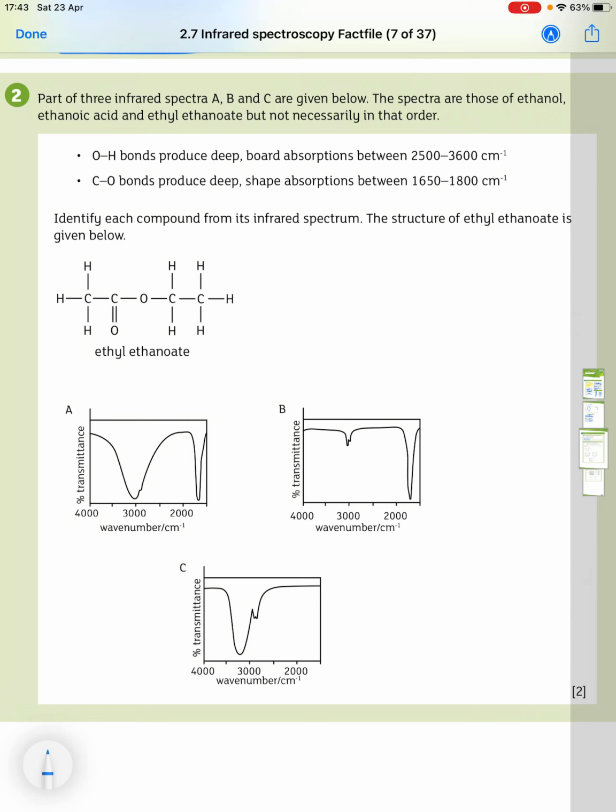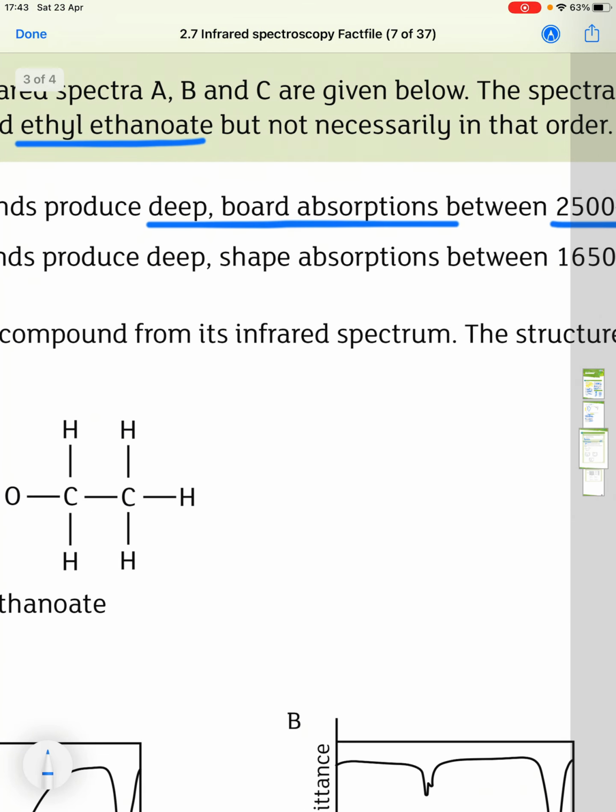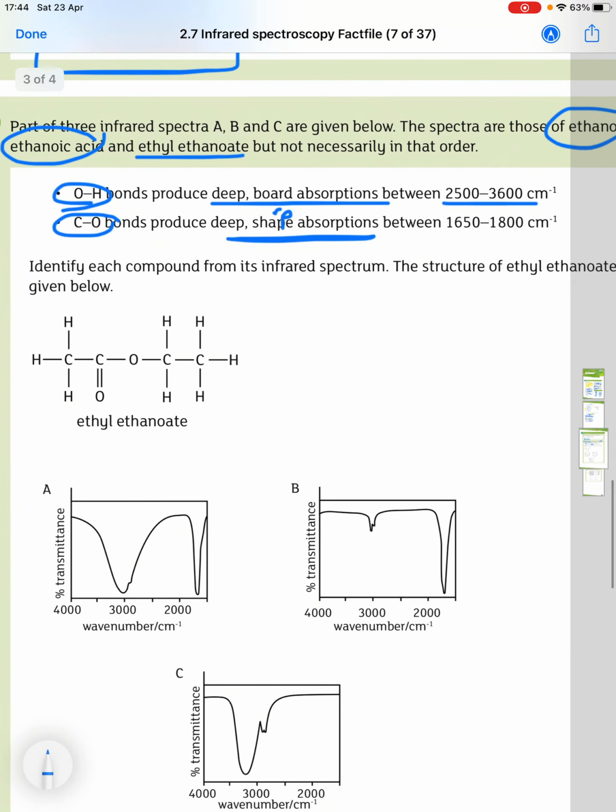Part 2, we're given 3 infrared spectra. We have ethanol, ethanoic acid, and ethyl ethanoate, not necessarily in that order. We're told OH bonds have broad, deep absorptions between 2.5 and 3,600. And the C to O bonds are deep, and that should say sharp. There's some typos in these CA things. Between 1650 and 1800.